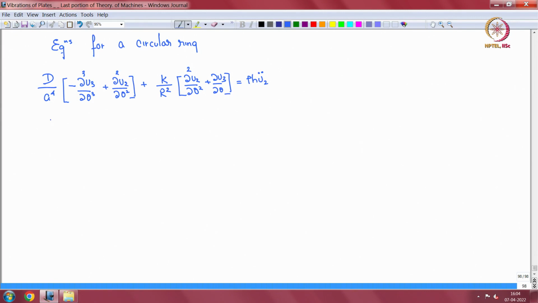Okay. Similarly, the other equation is D by a to the power 4, del 3 u2 by del theta cube minus del 4 u3 by del theta 4 minus K by R square, del u2 by del theta plus u3 is equal to rho h u3 double dot.